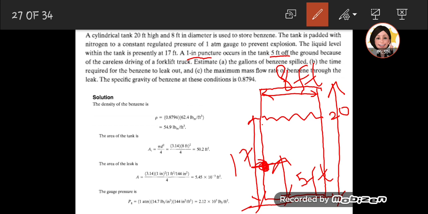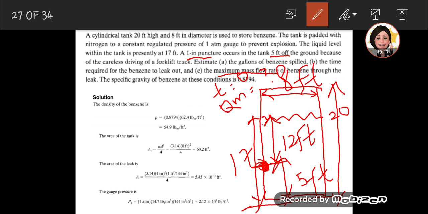So estimate the gallons of benzene spilled. So they want how much benzene can actually spill out. So there's 12 feet of benzene above the hole here. And then the time required for the benzene to leak out. So how much time to empty this 12 feet height, because it will leak until the hole, it won't leak beyond the hole. And then the maximum mass flow rate of benzene through the leak. So maximum mass flow rate happens at time equal to zero. So we will find the mass flow rate at time t equal to zero. Okay, so this is what we're going to solve.